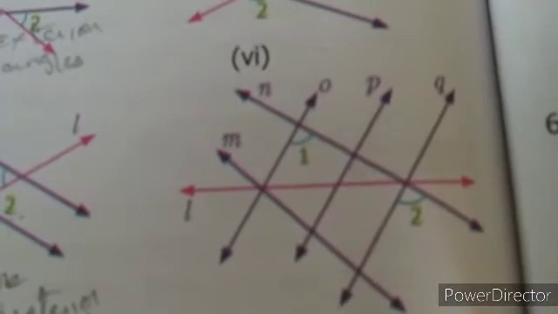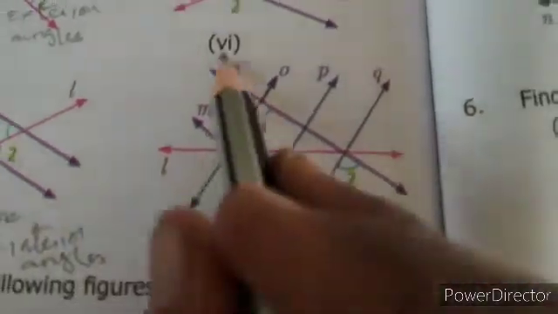Now subdivision 6. Here O and Q are parallel lines and N is a transversal. So angle 1 and 2 are corresponding angles. Which are the parallel lines here? O and Q are parallel, and N is a transversal.